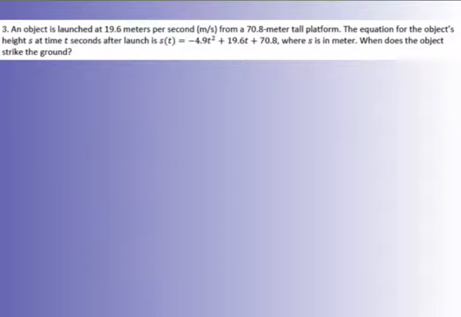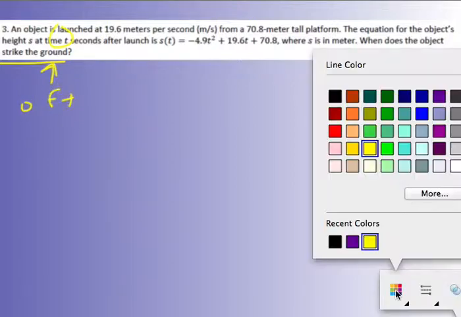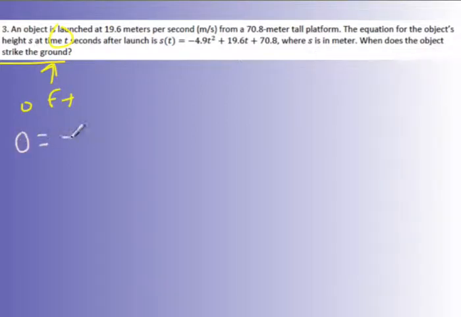In order to figure out when it hits the ground, we need to solve for t. And in order to solve for t, we need to use the quadratic formula. When we're on the ground, we're 0 feet above the ground. So in order to solve this, we have to set this equation equal to 0. So we get 0 equals negative 4.9 t squared plus 19.6 t plus 70.8.